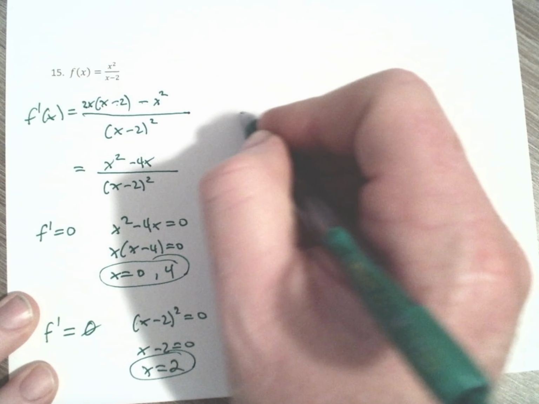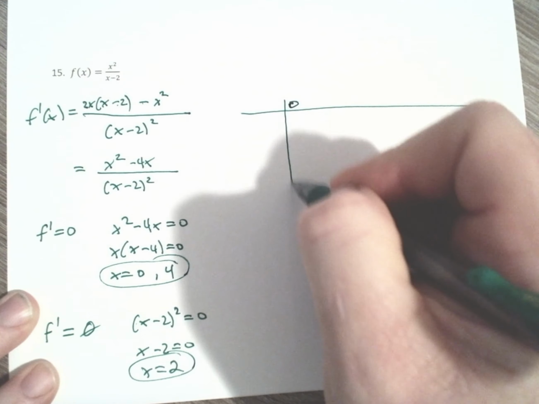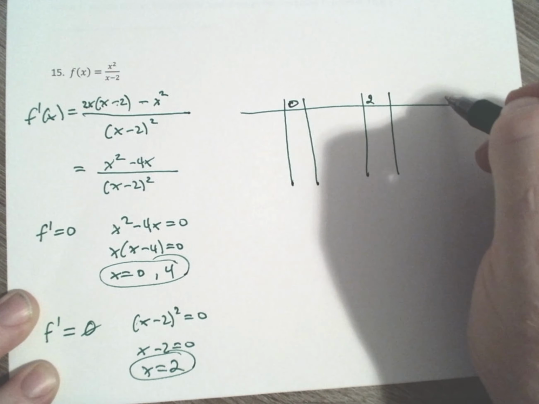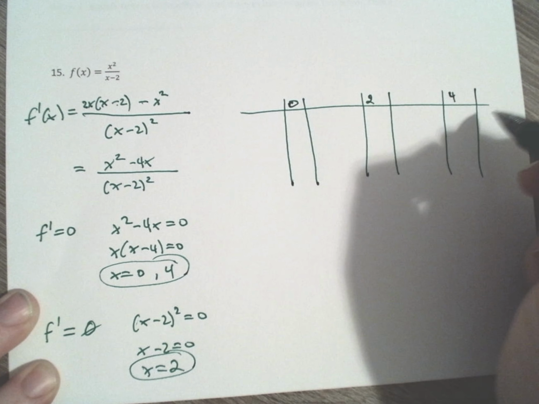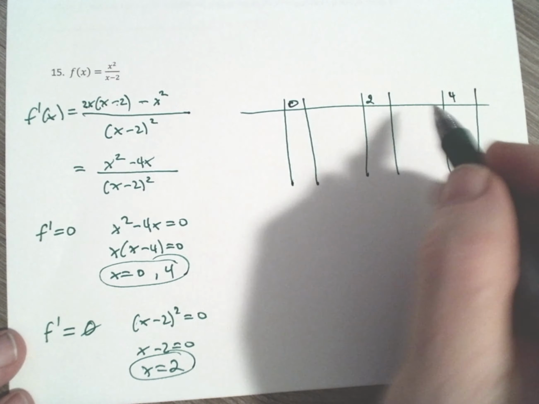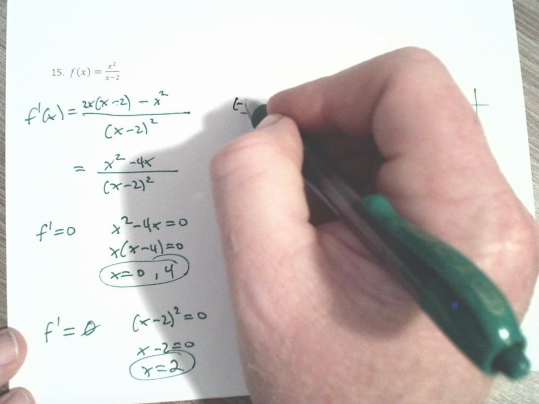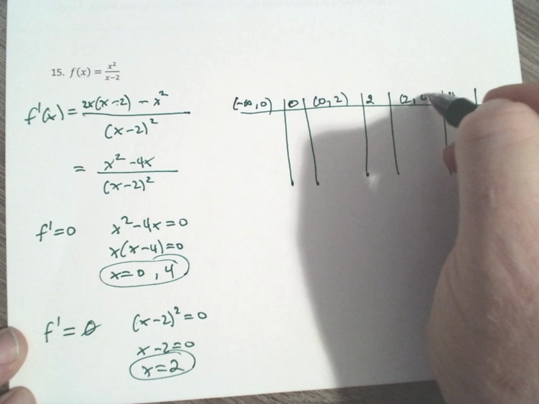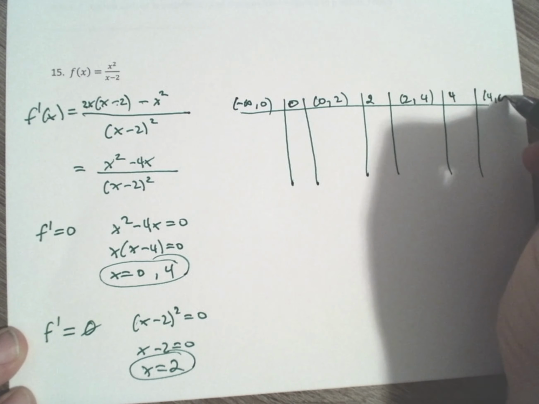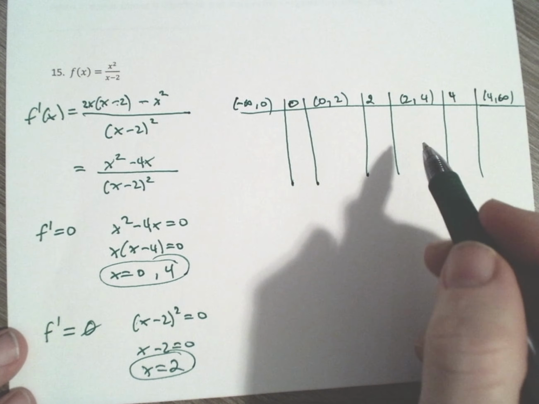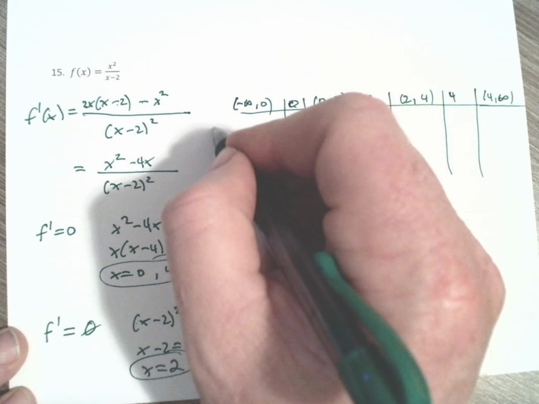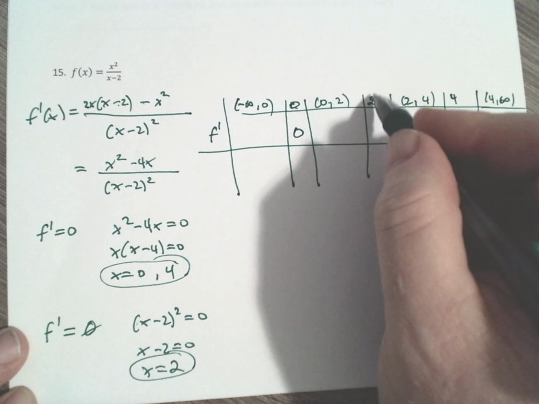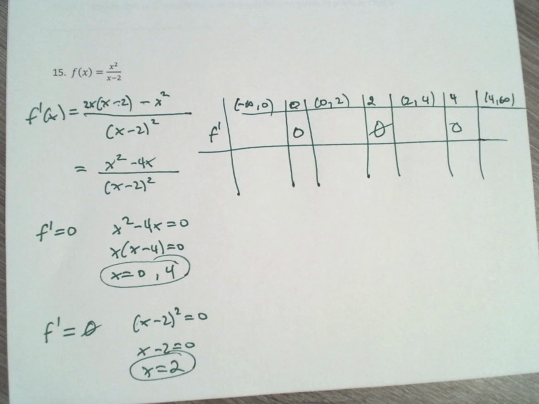Okay, so I'm just going to make myself a little table: 0, 2, and 4. Have my interval to the left, interval in between. Haven't written it in a while, so I'll refresh your memory. Negative infinity to 0, 0 to 2, 2 to 4, and 4 to infinity. Keeping in mind that at 0 and 4, f prime is 0, but at 2, f prime is undefined.